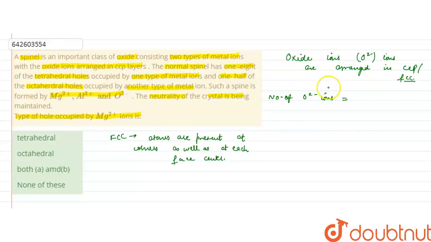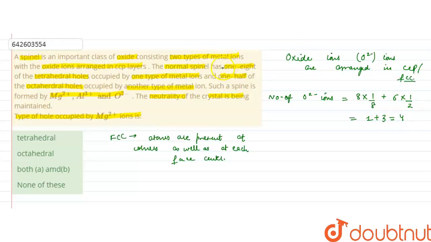So if the oxide ions are arranged in CCP or FCC layer, they are present at corners. There are 8 corners in a cubic arrangement, and the contribution of one corner atom is 1/8 to one unit cell, because it is shared by 8 unit cells. There are 6 face centered atoms because there are 6 faces in a cubic arrangement, and the contribution of one face centered atom per unit cell is 1/2, because it is shared by 2 unit cells. So this gives the number of oxide ions arranged in CCP layer as 4.